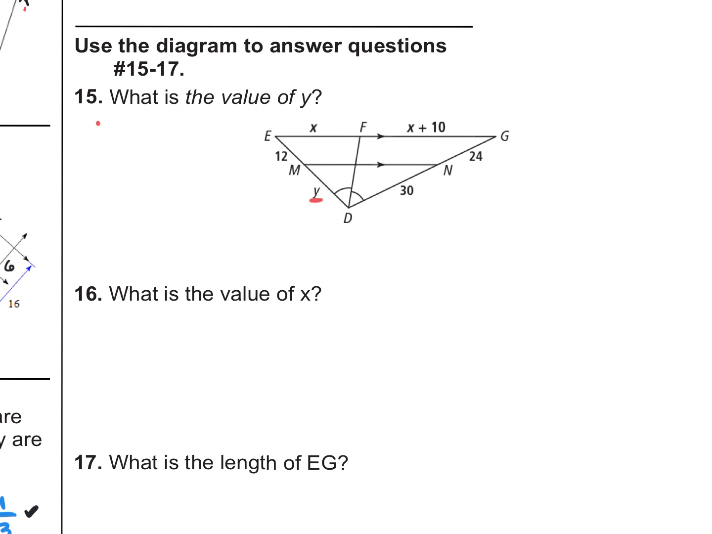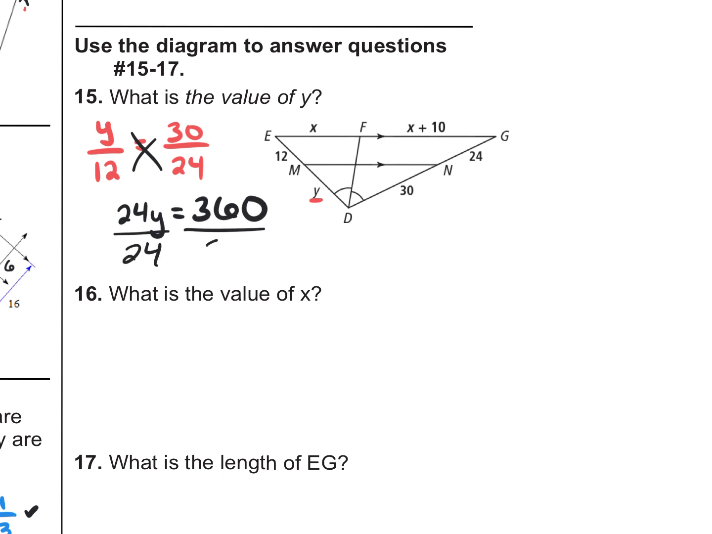If I start with y, what can I relate y to? 12. If I do y over 12, what do I have to do on the other side? 24 over 30. Careful. Oh, wait. It would have to be 30 over 24. So if I cross multiply, I get 24y equals 360. Divided by 24, we get y equals 15. If you find something, what should you do? Put it in the picture.